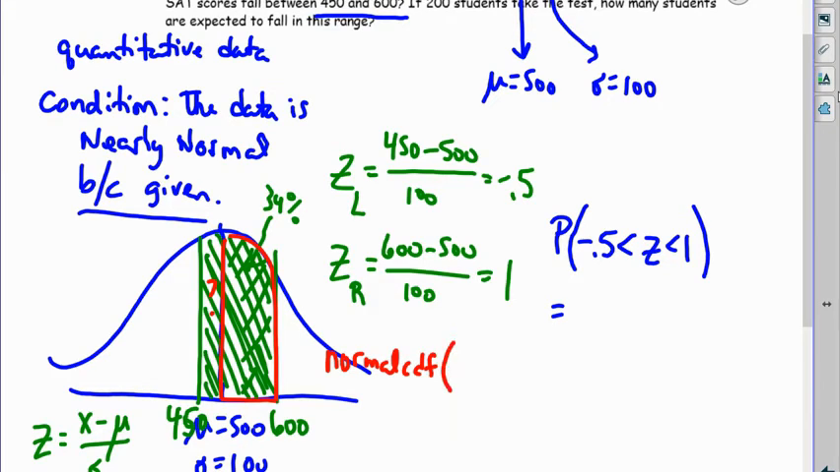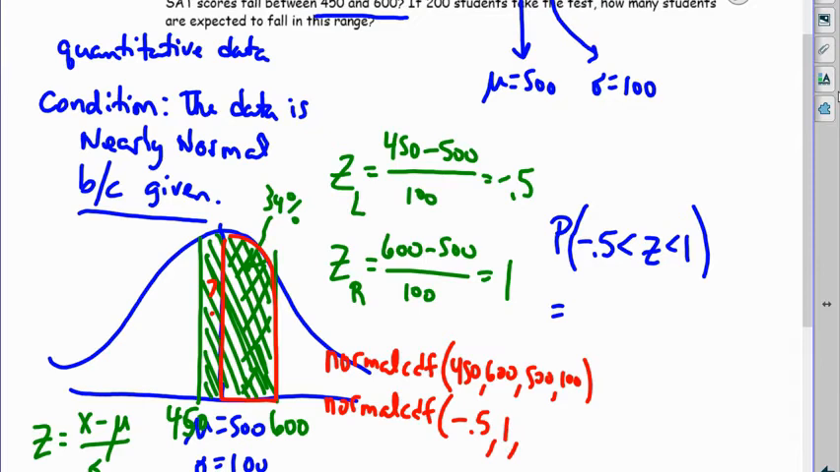Now, if I was going to work in the SAT world, I would say 450, 600, 500, 100. Or because I have the z-scores, I can use z-score world: negative 0.5, 1, 0, 1. And if I leave off the 0 and 1, the calculator will know it because 600 was a z-score of 1 and 450 was a z-score of negative 0.5. So that's really finding the exact same area. So let's do this with the calculator.